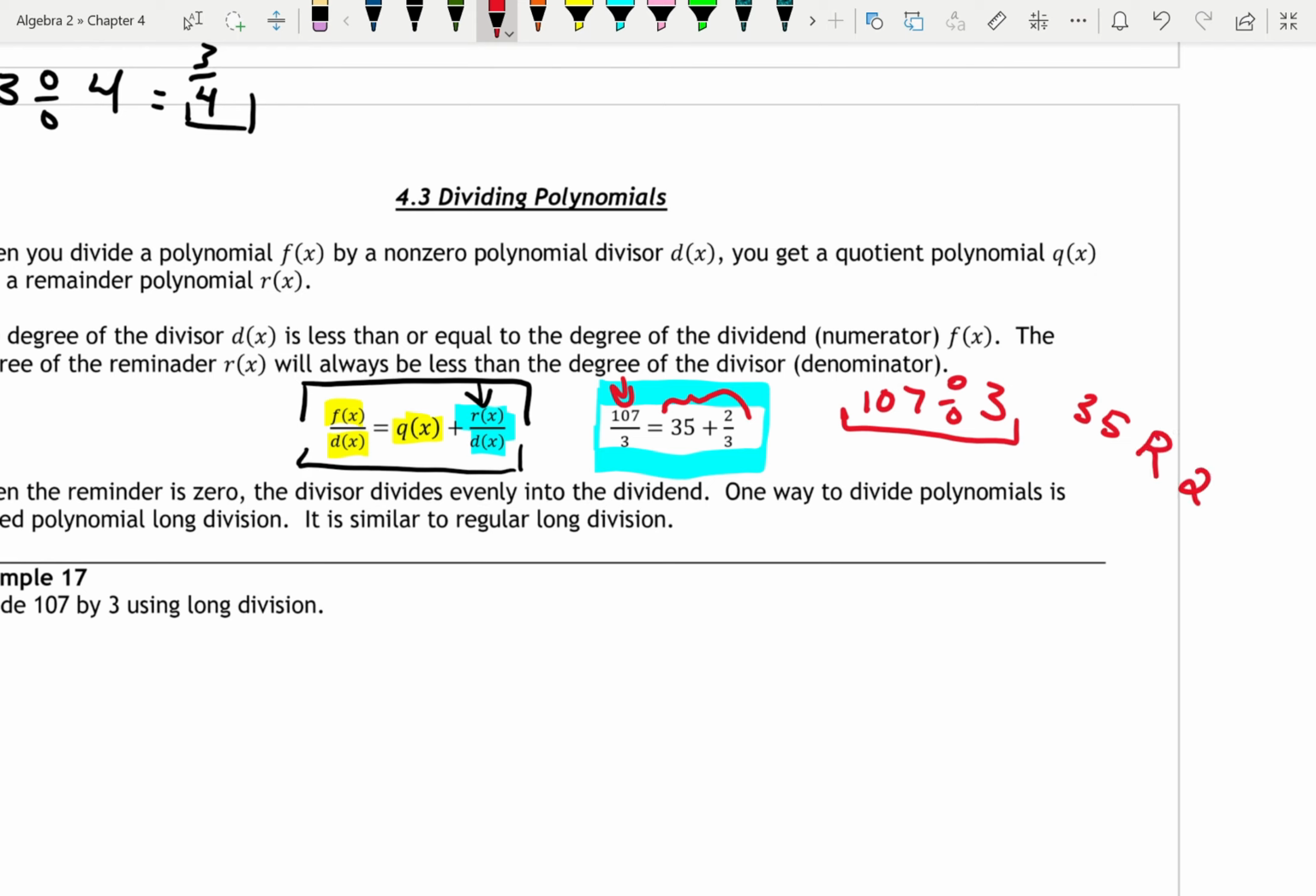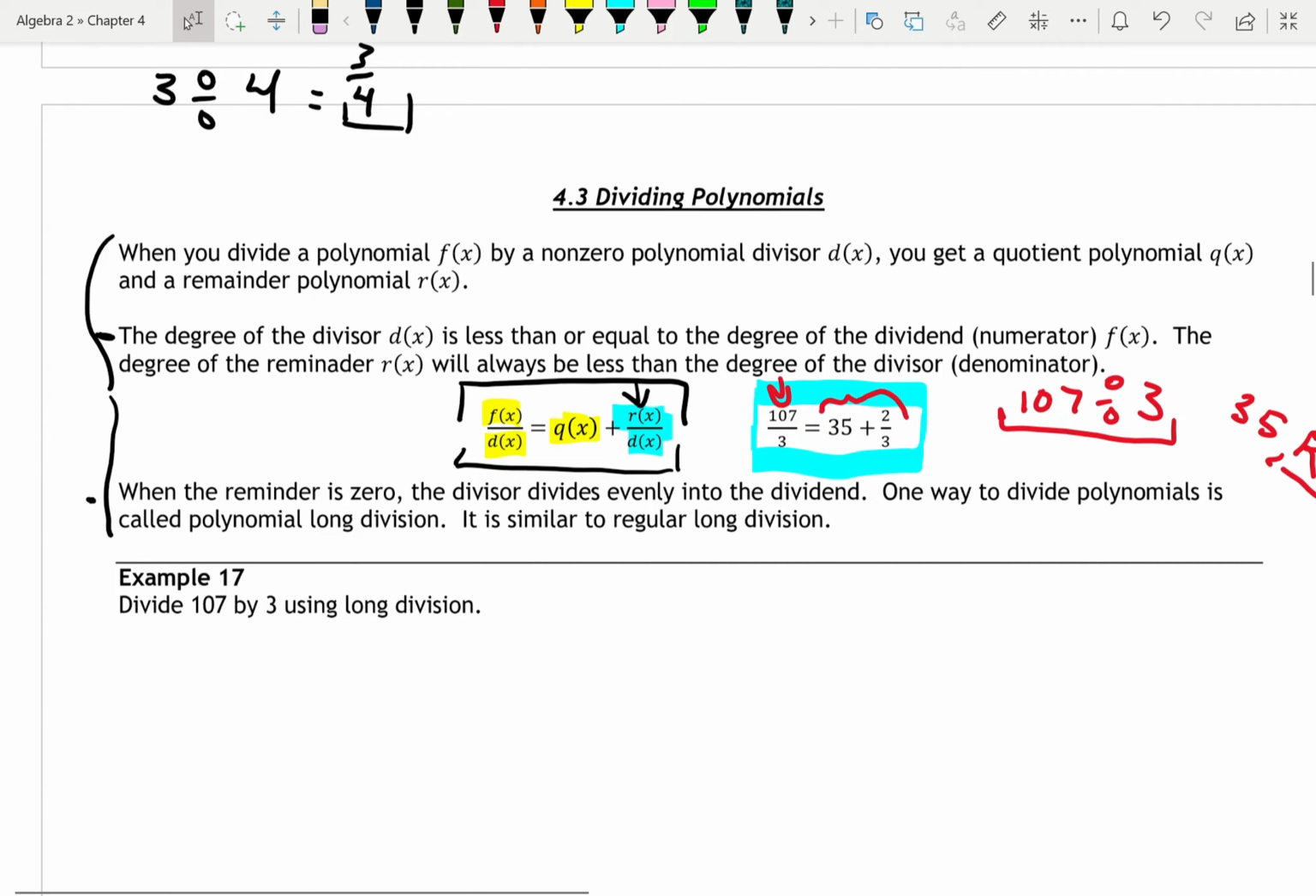So that's what we're going to be doing here. We're going to be thinking about the remainders, because whenever you divide polynomials, it's hard to even conceptualize what the decimal would be. But maybe a remainder, like a fraction with whole numbers, is a little bit easier to follow.